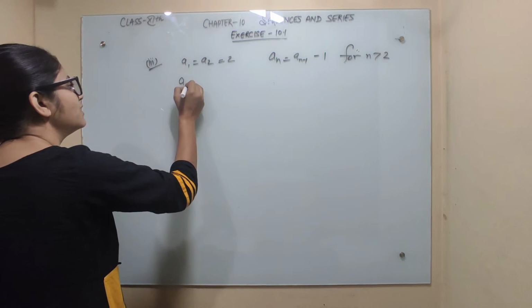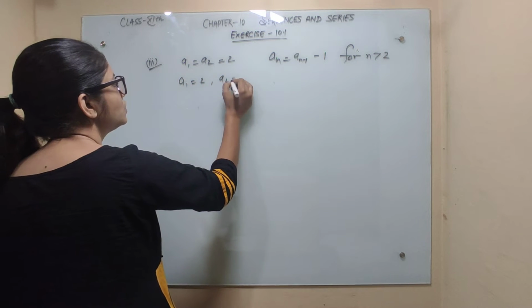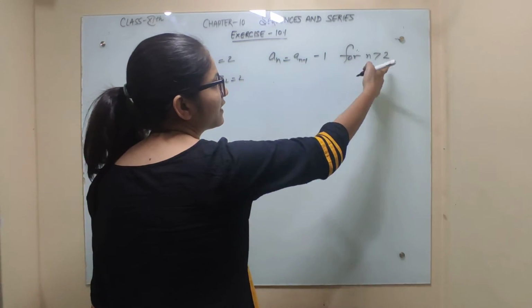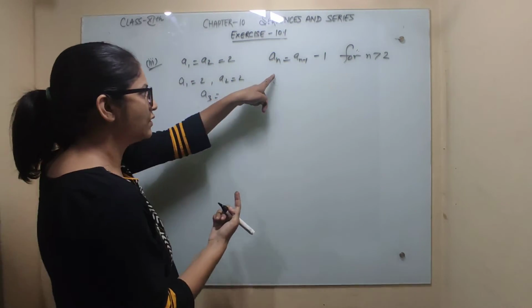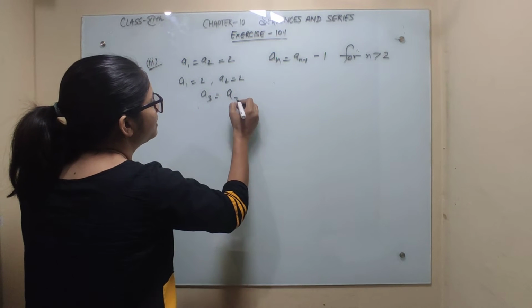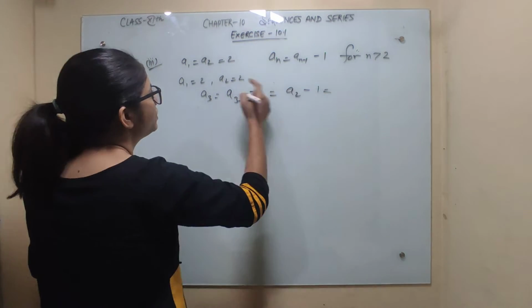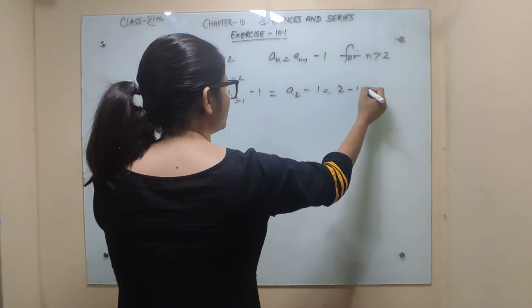So you can see a1 is 2, a2 is 2, a3 will be what? You can use this for n greater than 2. So 3 is greater than 2, so I can use this formula. a3 is a2 minus 1. a2 you know that is 2. 2 minus 1, that is 1.